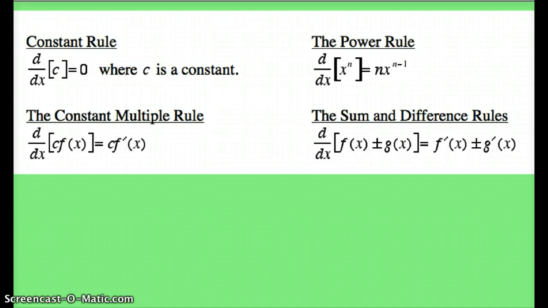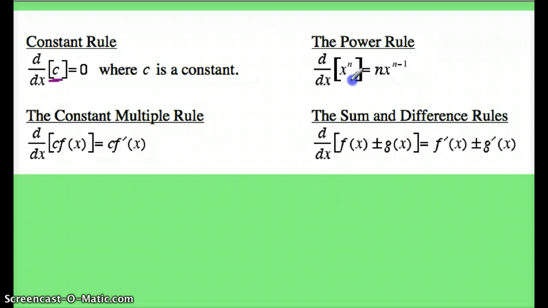Here are the first four rules that we're going to go over, and you'll be using these constantly and in combination. Our first one is the constant rule. Anytime you have a constant, when you don't have a variable and you just have a number, the derivative of any constant will always be 0. If it is negative 400, 3, 6, 8, 10, the derivative of every constant is always 0.